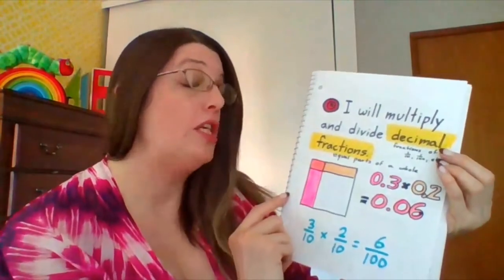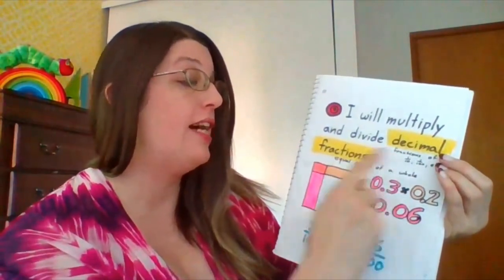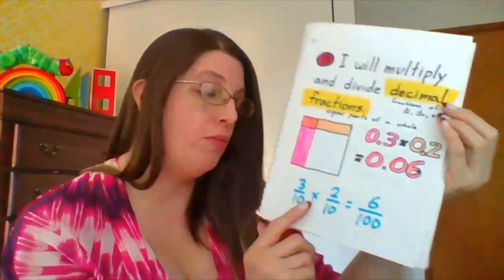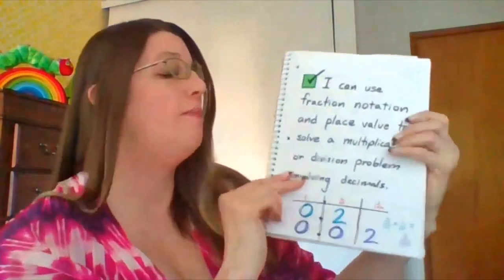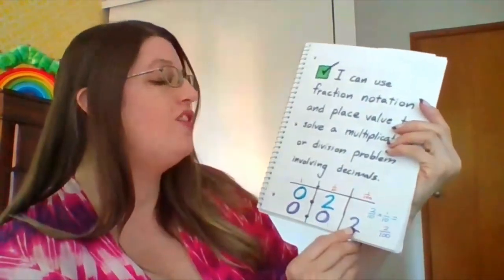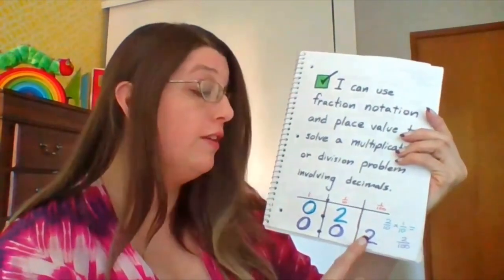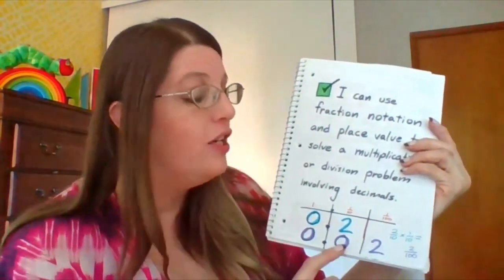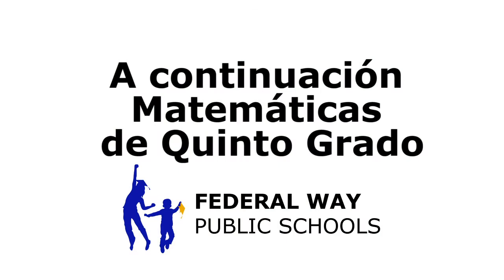Meeting today's learning target and success criteria means that we are multiplying and dividing decimal fractions by remembering what we know about multiplying and dividing fractions and what we know about place value, and how the place value to the right is 10 times smaller. So if you multiply by 1/10, which is the same as dividing by 10, you are moving to the place value to the right. Keep on practicing and look for the math in everyday life.